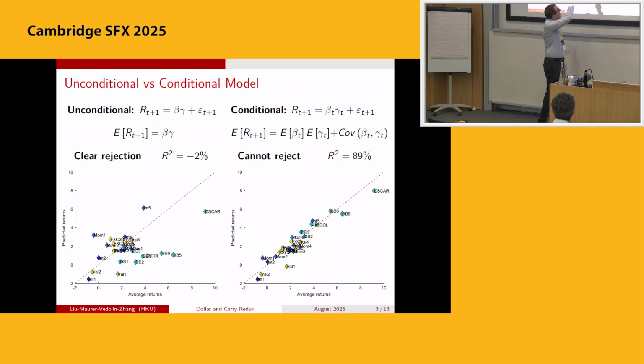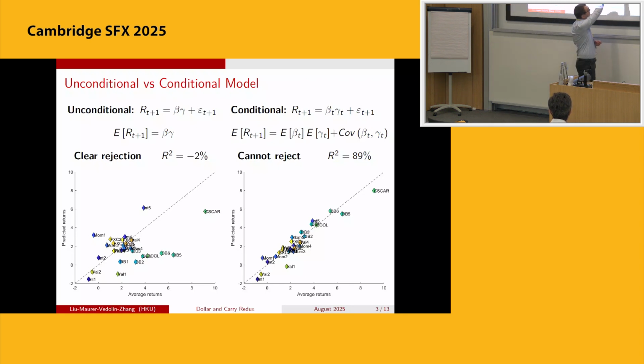If you do a conditional version of the model, where you allow the factor loadings beta to be time varying, and also the risk premium gamma, now with a time index t, to be time varying, we use a trick which goes back to Jagannathan and Wang in 1995. You take the expectation of the conditional model, and what you get is an expected factor loading times an expected premium. So that looks almost the same as the unconditional model.